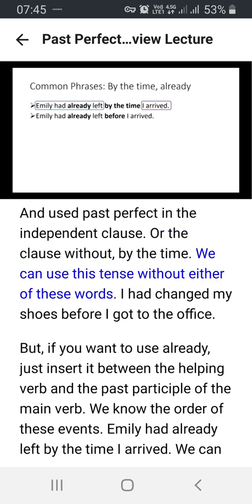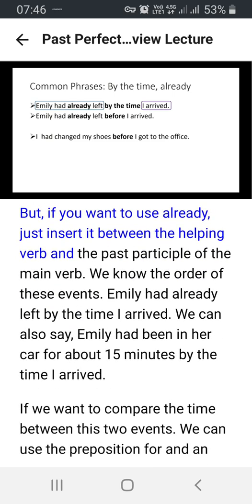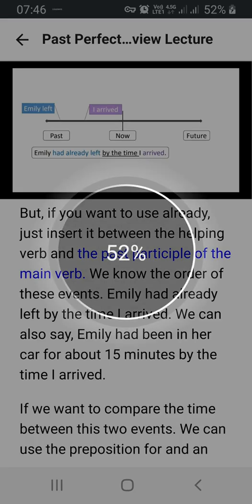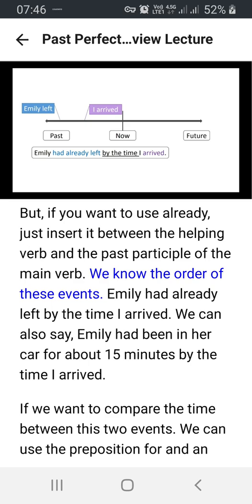We can use this tense without either of these words. I had changed my shoes before I got to the office. But if you want to use already, just insert it between the helping verb and the past participle of the main verb. We know the order of these events. Emily had already left by the time I arrived.